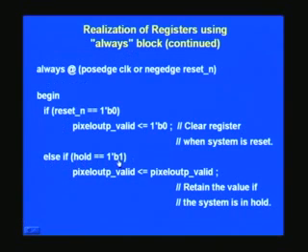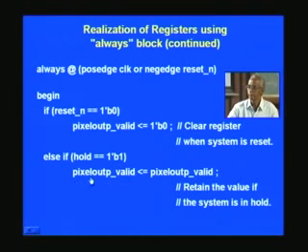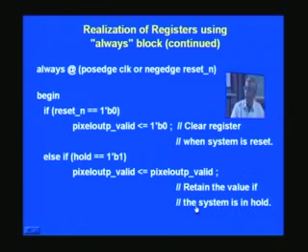So if hold is 1, when it is asserted, then what we have to do is just hold the previous value. The pixel out P valid is again the same here. That means we are writing back its own value. In other words, we are not disturbing the value. At every point of time you can't remain without doing something, so you have to retain the value if the system is in hold. Or you can even try removing this statement and find out what the tool reports.